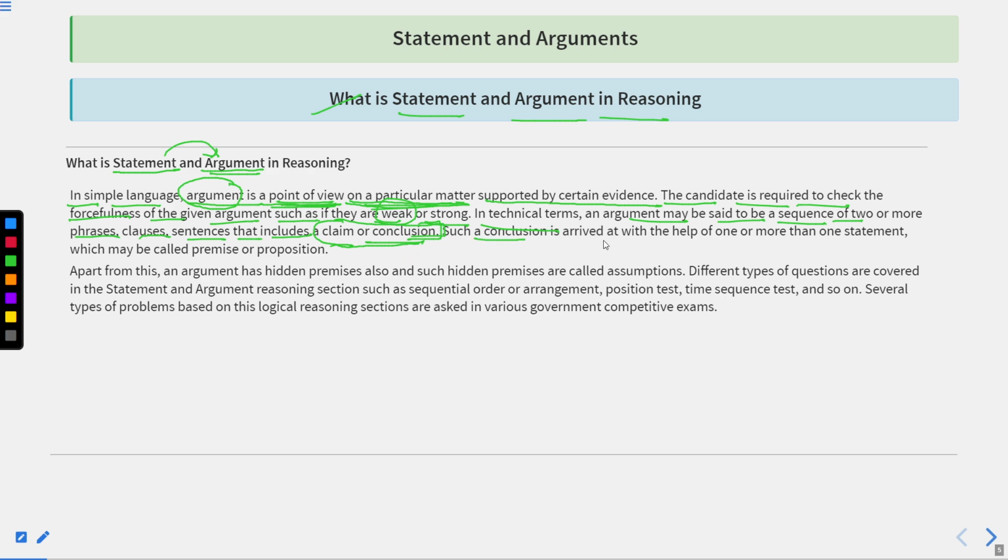Such a conclusion is arrived at with the help of one or more statements, which may be called a premise or a proposition. So this is what it is: an argument can be a sequence of two or more phrases, clauses, or sentences that include a claim or conclusion. So the claim and conclusion are to be derived from that argument itself.